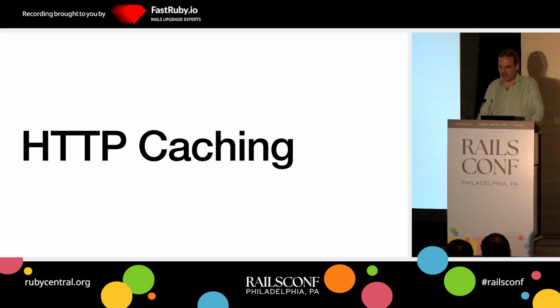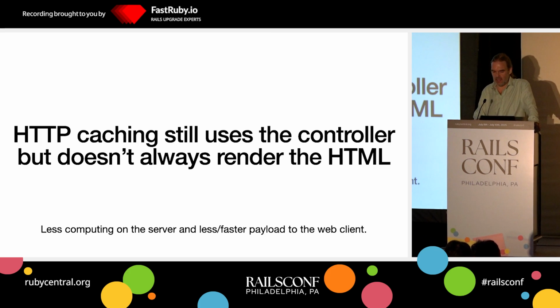HTTP caching. HTTP caching means we still use the code in the controller, but depending on the situation, we don't render the HTML. And normally that's the part where we really spend time. So normally the controller is the fastest part. So we save time and money on the server, and we have less payload to deliver to the client. So that will be faster too.